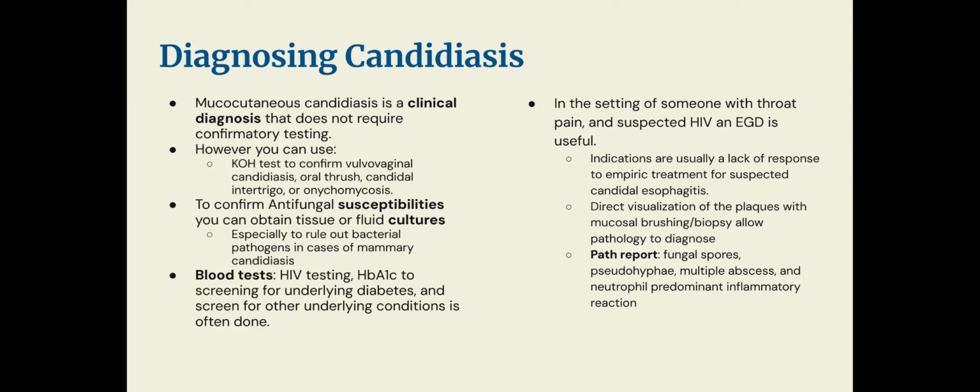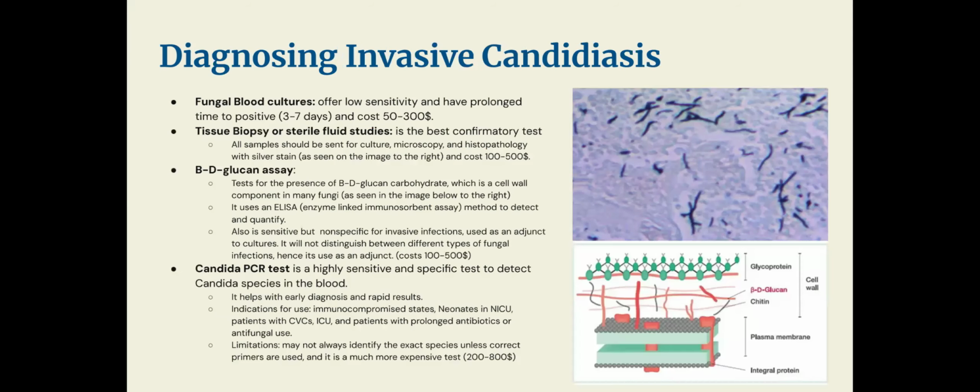And then with blood tests, once you see something like esophageal candidiasis, you want to do HIV testing if the patient is not already known or suspected to have HIV, because oftentimes they go together. And if you do any type of biopsy, you'll see fungal spores, the pseudohyphae, and oftentimes a neutrophil-predominant inflammatory reaction. As you can see on the Gram stain here on the right side, you can see the pseudohyphae there.